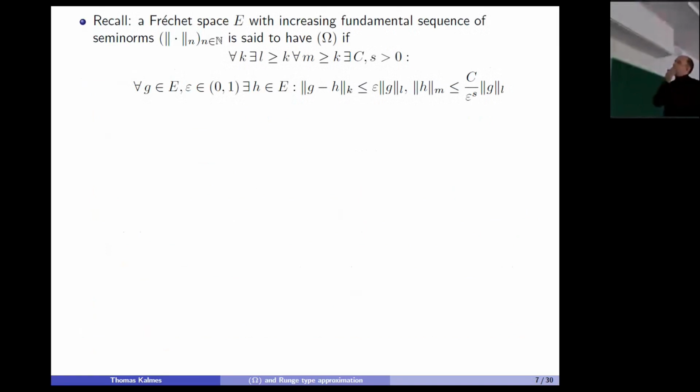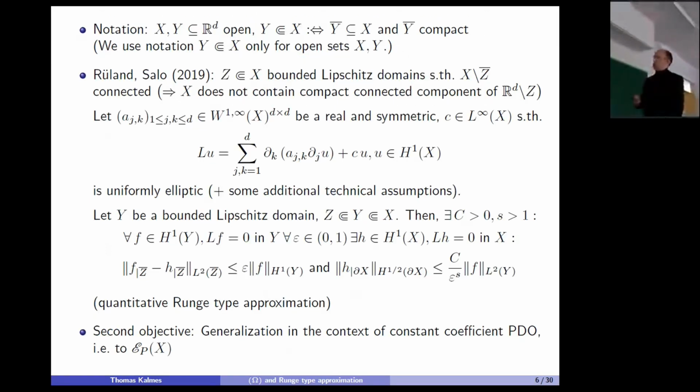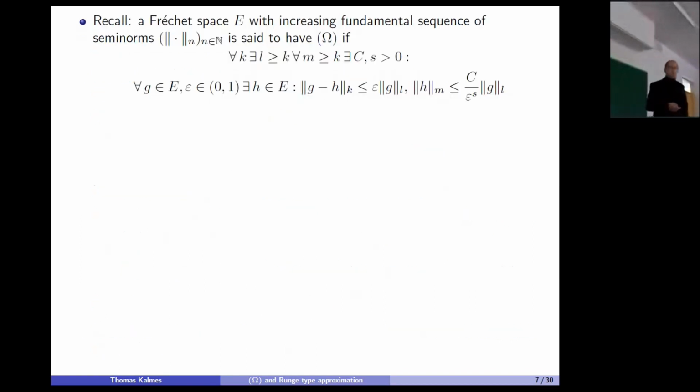In order to outline the strategy of how to generalize this result to the desired setting, let's recall this property omega from the title of the talk. This is a property for Fréchet spaces. So these are locally convex spaces whose topology is given by an increasing sequence of seminorms, which should satisfy a certain property with a bunch of quantifiers. Don't look at the quantifiers.